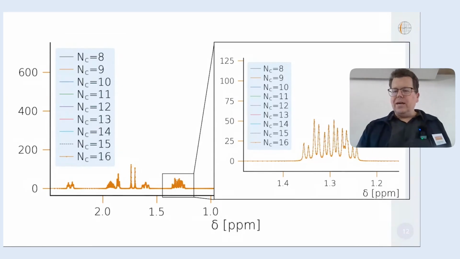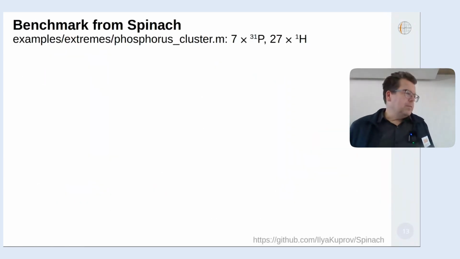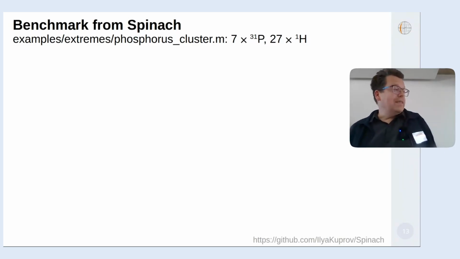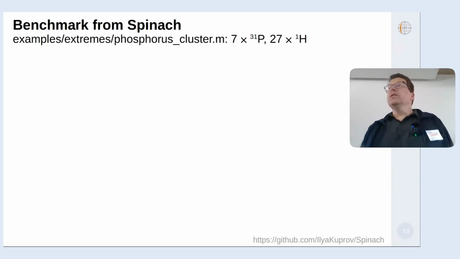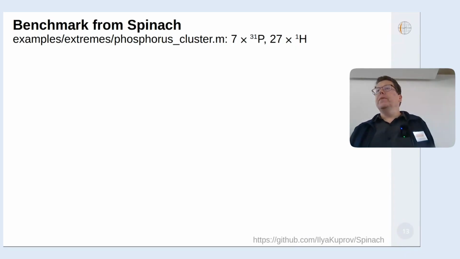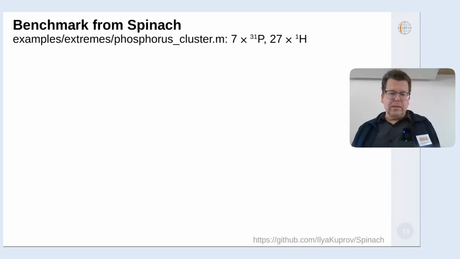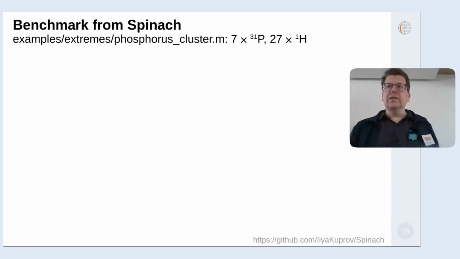But are there actually hard tests, complicated molecules? Well, our competition is Spinach, that's from Ilya Kuprov's group. And we went to the examples, and the folder is extremes, phosphorus cluster M. Extremes because if you look into the description there, it tells you it takes many hours and more than 128 gigabyte of RAM. And all what we present here is done on these kind of laptops here.